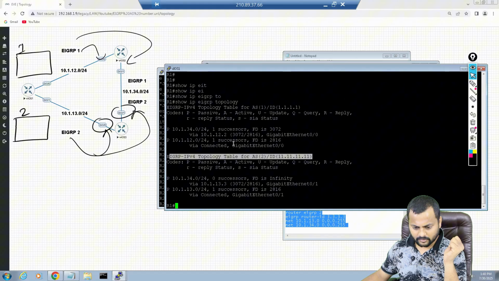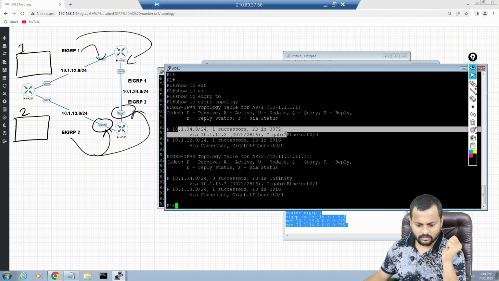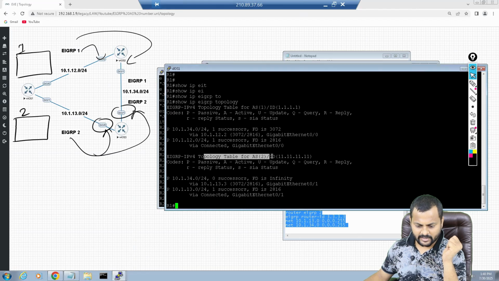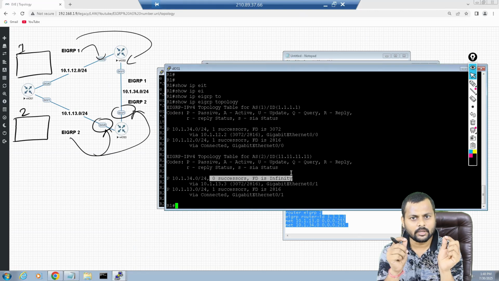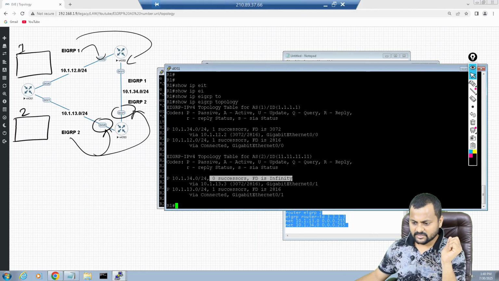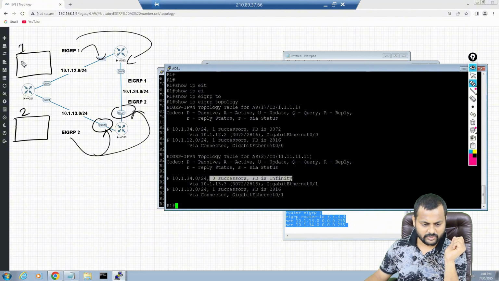What you can see is that this route is normal right now. But if you see in the EIGRP topology table 2, this route is a zero successor route. It has an FD of infinity. Don't worry, I'll make a separate video on the zero successor route, what we call it and why it comes into the picture. So now you can see that I have both pieces of information: 34.0 over here and 34.0 over here. But this route has a metric of infinity.